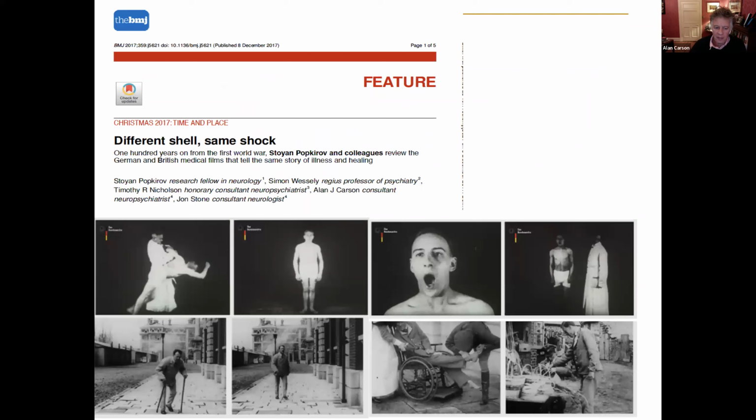Then came the war and shell shock, with symptoms very similar to functional disorders. But again, we start to see the use of story and narrative. It's from a paper we wrote on the use of cinematography in World War I. You can see German proponents on the top and English proponents, particularly Arthur Hurst's films, on the bottom.